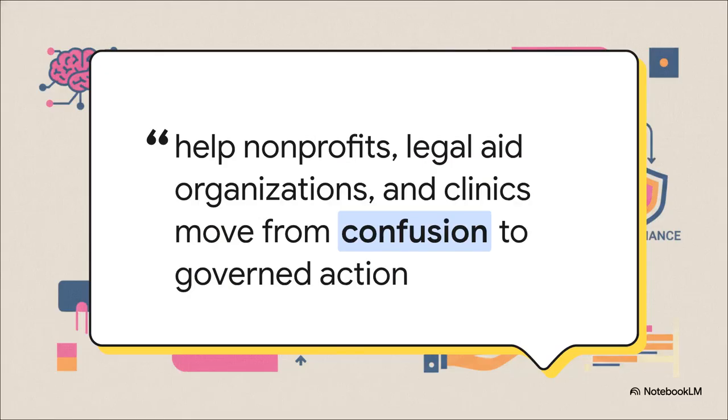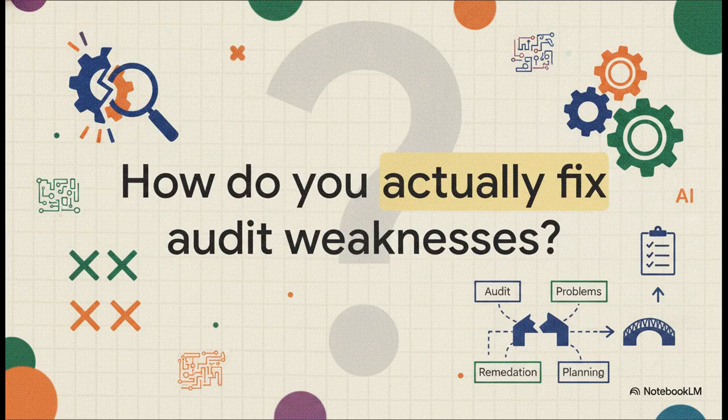But before we dive into the nuts and bolts of remediation, let's anchor ourselves to our core mission for a second. We're a California nonprofit, and we are totally dedicated to building a practical, community-focused pathway. Our entire goal? Moving nonprofits, legal aid organizations, and clinics from a state of total confusion regarding AI risk straight into governed, confident action. It's really all about taking the highly complex and making it actionable for the communities that need it most. So let's dive right into the core question.